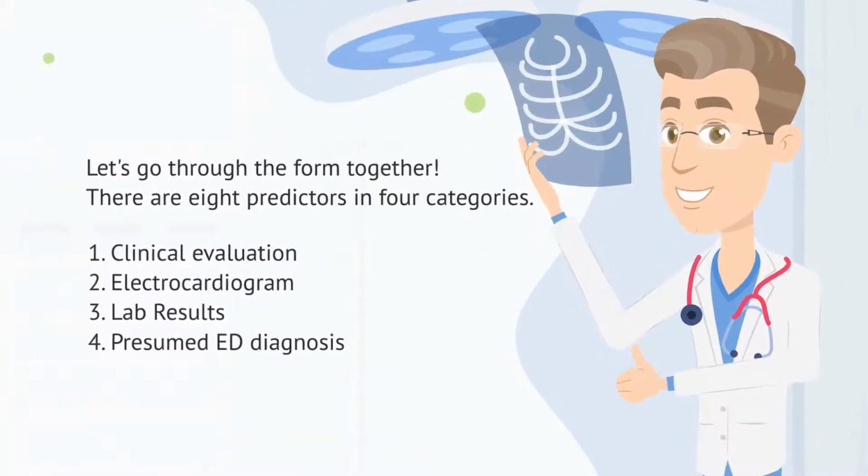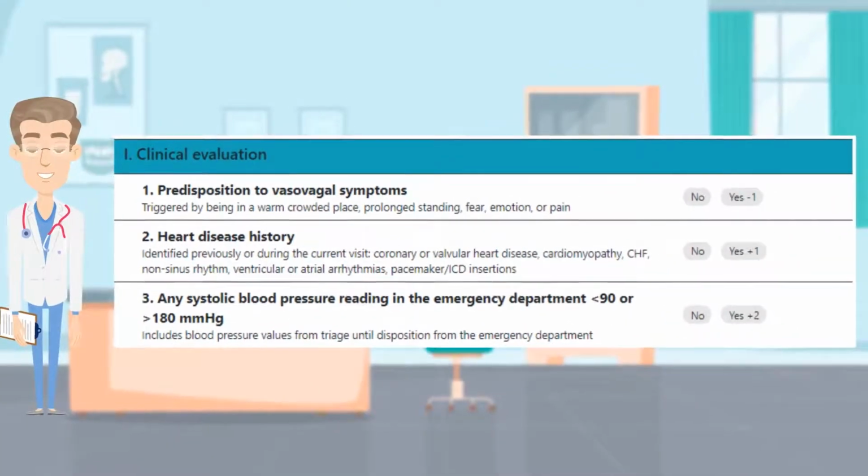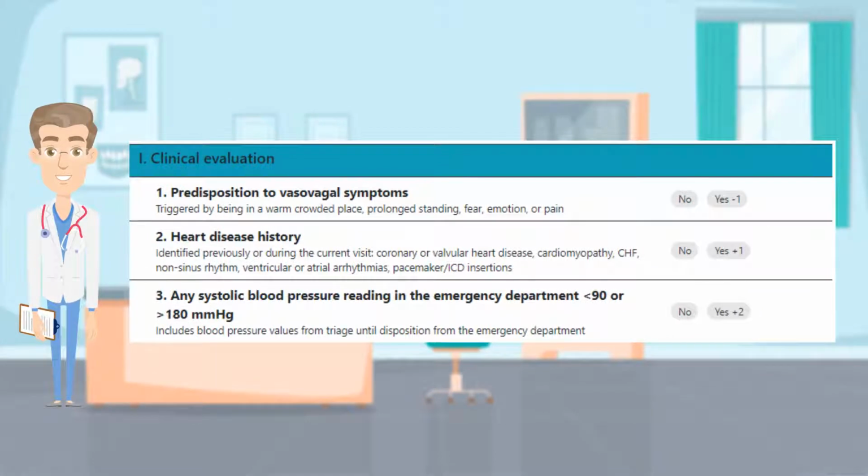Let us look at the Canadian Syncope Risk Score itself. There are 8 predictors in 4 categories: clinical evaluation, electrocardiogram, lab results, and presumed emergency department diagnosis. Clinical evaluation. Did your patient have a predisposition to vasovagal symptoms, any history of heart disease, or abnormal systolic blood pressure during the emergency department stay?